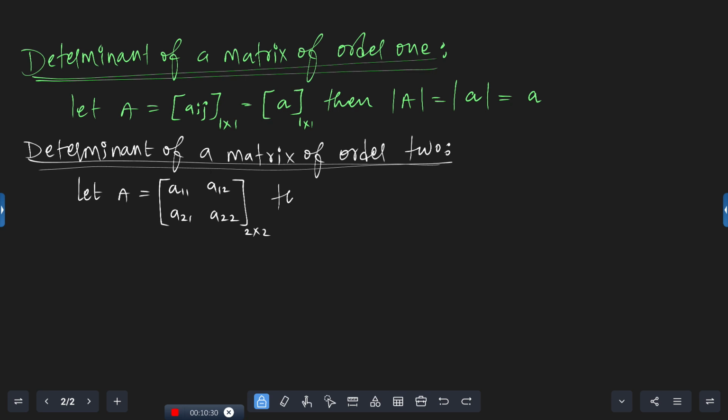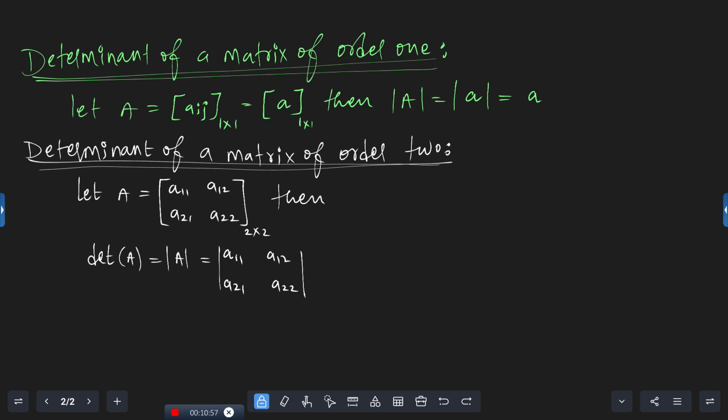Then the determinant of A can be what? det of A, or the normal determinant symbol of A, you can also mention. So the determinant of A is directly A11, A12 and A21, A22. This is the determinant symbol. You should not give any square bracket here. Don't forget the straight slash. That's it.